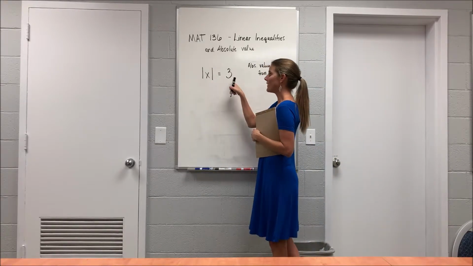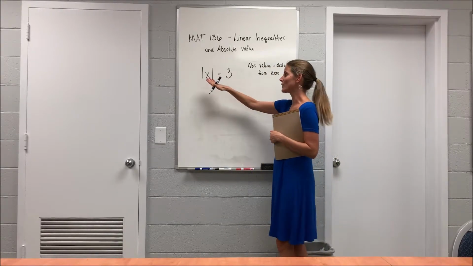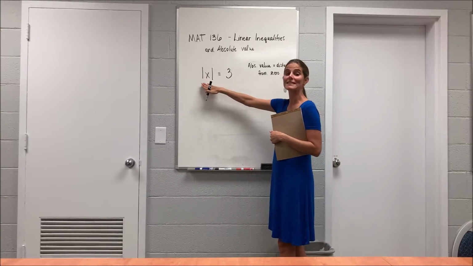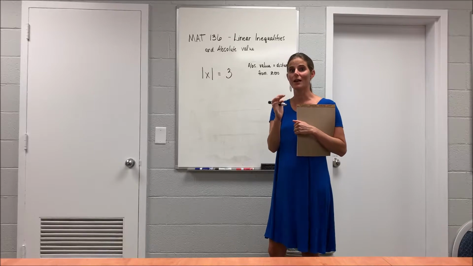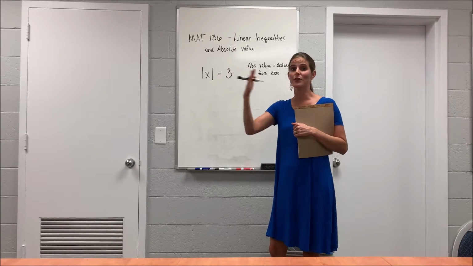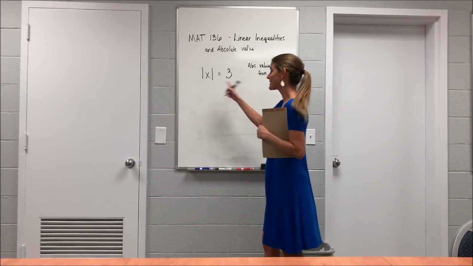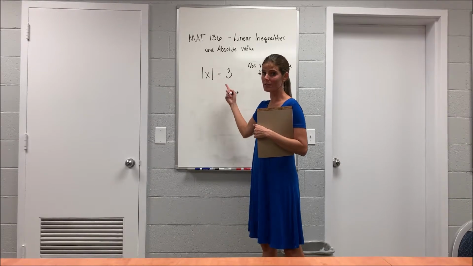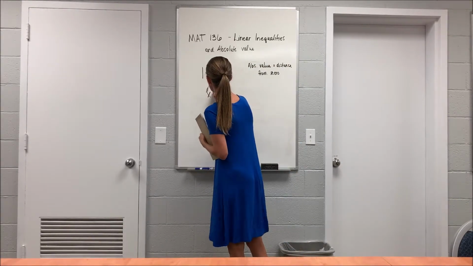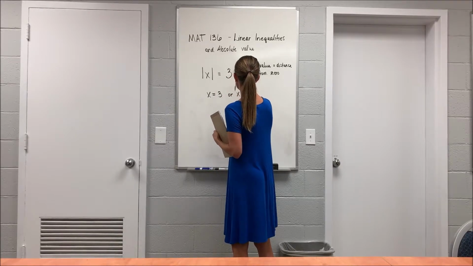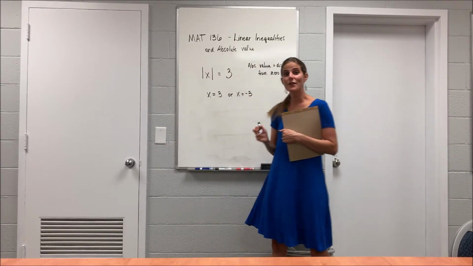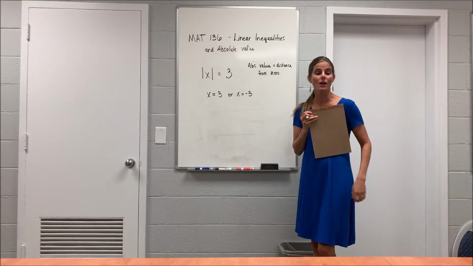If the absolute value of x is 3, that means that the distance of x from 0 is 3. So if you think about where 0 is on a number line, you could go 3 to the right or you could go 3 to the left. So that means x could either be 3 or it could be negative 3. So there are two solutions to that equation.